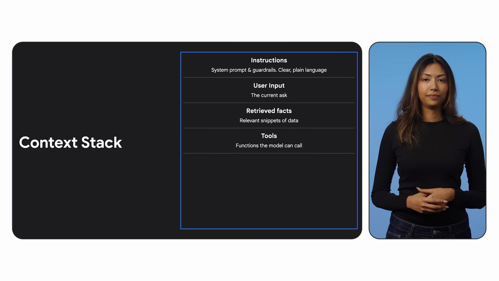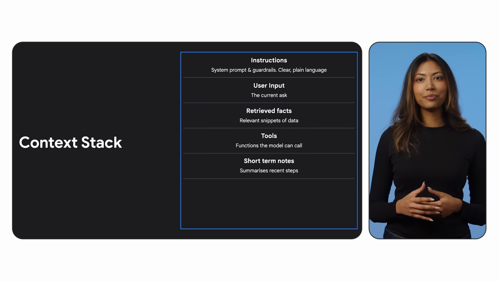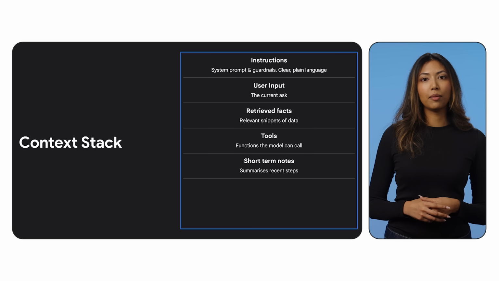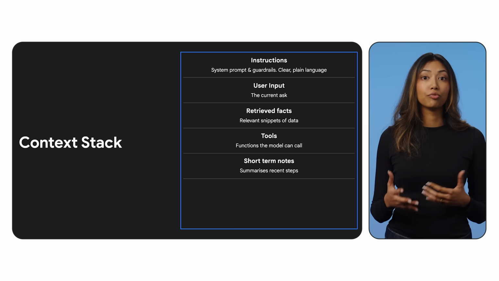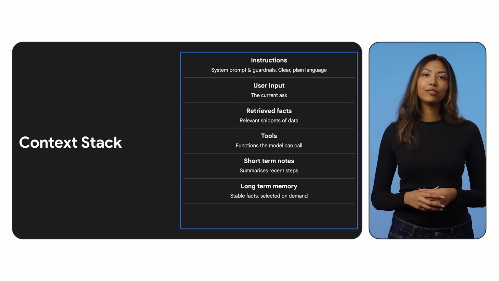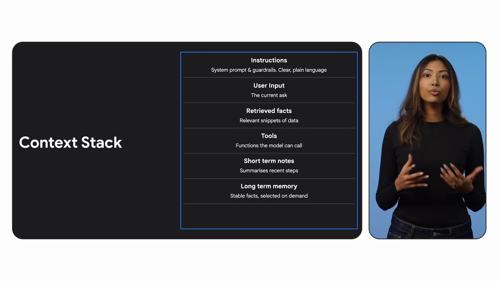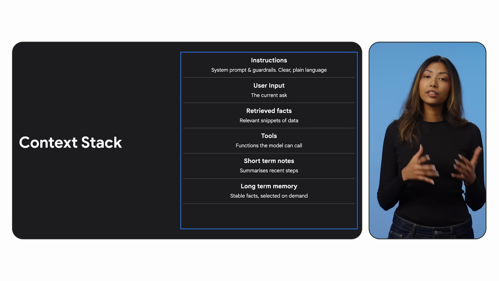Fifth, we have short-term notes, which summarize all the recent steps so that the model remembers what has changed recently. Sixth, we have long-term memory, which contains stable facts about the user or project, selected on demand. And lastly, we have output format, which are schemas or examples that lock the shape of the answer. Now, let's dive into a single example.